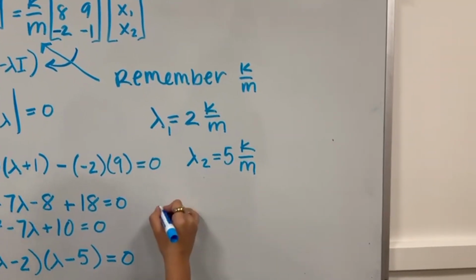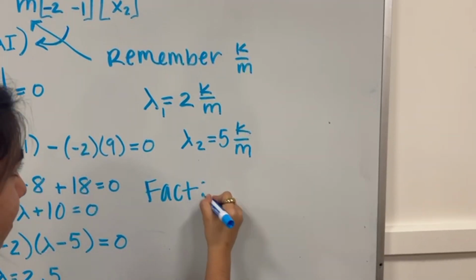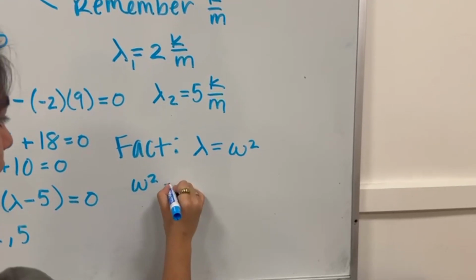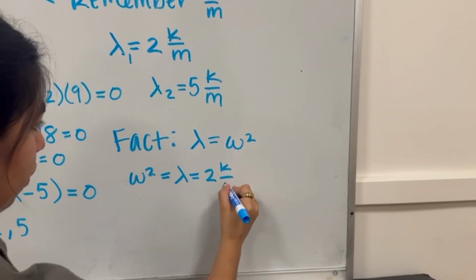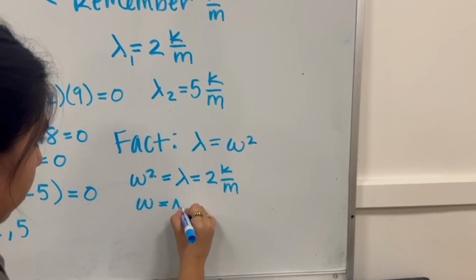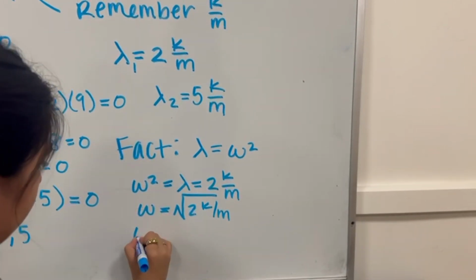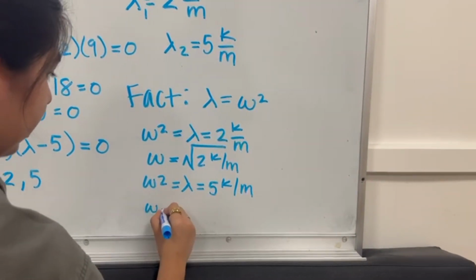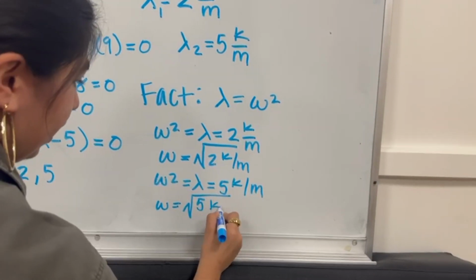Now, physically, this next part can be proven, but what's important to know here, math-wise, is that lambda is equal to omega squared, which is our frequency. Now, we write it out again, and we're going to get some sort of square root k over m, and again, some square root k over m, and these are the solutions to our normal modes.